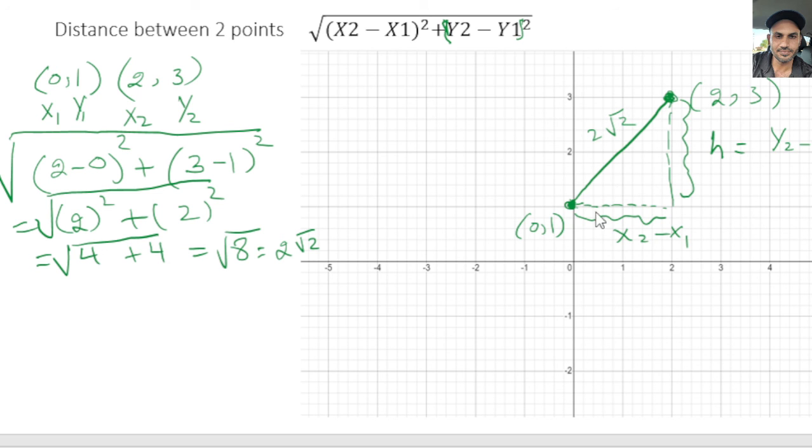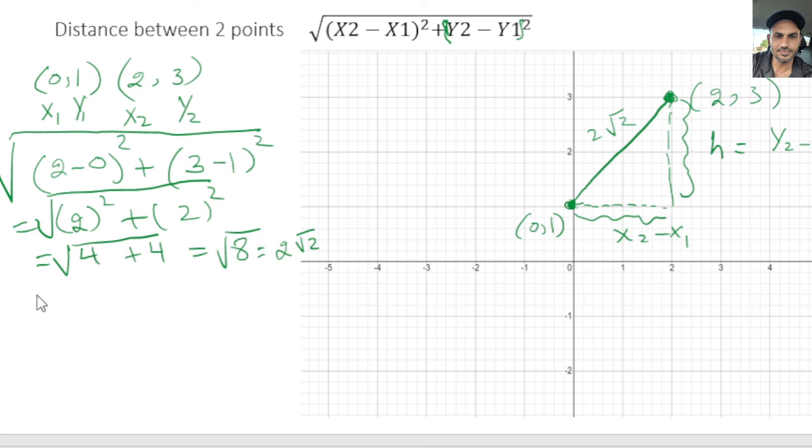So as long as you understand that whenever you have 2 points on the plane, you can always make a right triangle, and basically you're trying to calculate the hypotenuse of the right triangle. Basically that's the distance between 2 points. So let's do one more example.